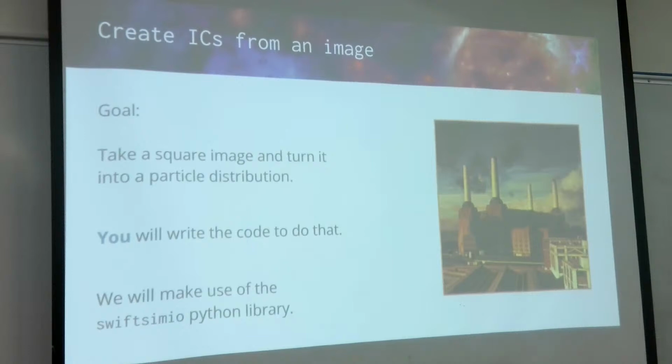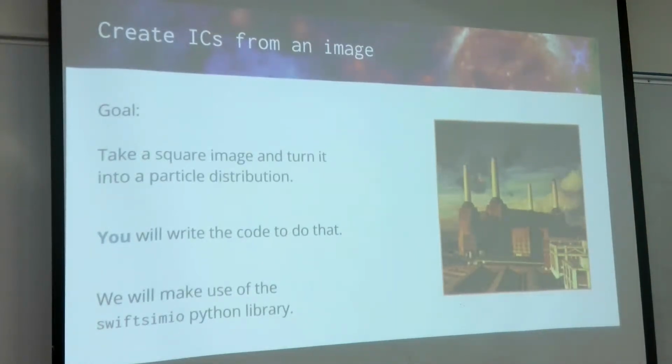And so what we want to do, we're going to take a square image of your choice. It only works if it's square. Actually, the code is not going to be very happy if it's not a square. What we're going to do is turn whatever image you have into a particle distribution.